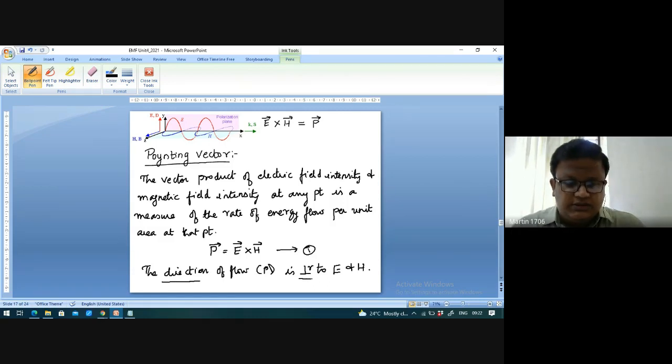Okay. So this is one of the important statements, and also this is your definition for the Poynting vector. Please remember the Poynting vector theorem statement also, which I will give. When an electromagnetic wave propagates through space from its source to a distant receiving point, there is a transfer of energy from the source to the receiver.